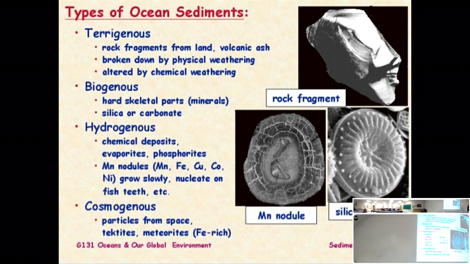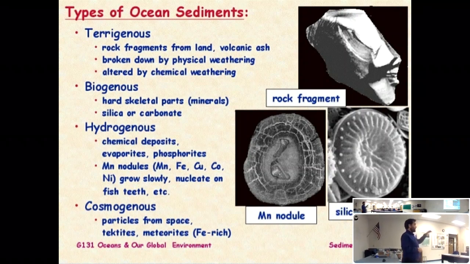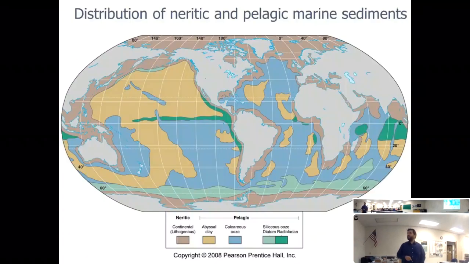Types of ocean sediments. What is this one? Oh, this is just kind of a summary slide of all the different types we talked about, right? So terrigenous, biogenous, hydrogenous, and cosmogenous. So there are all the different sources of sediment, categorized by the source or what it's made out of, okay?